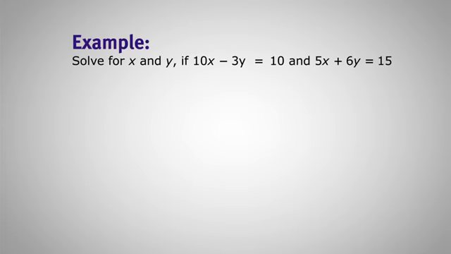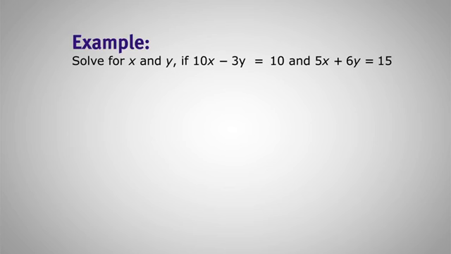The first example says solve for x and y if 10x minus 3y equals 10 and 5x plus 6y is equal to 15. Now there's going to be situations in which it's going to be more efficient to use one method over the other. For this example, we're going to use combination. The goal of combination is to line up your equations and either add or subtract them with the intent that one of your variables is going to drop out.